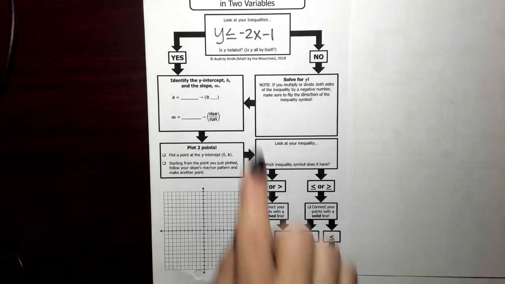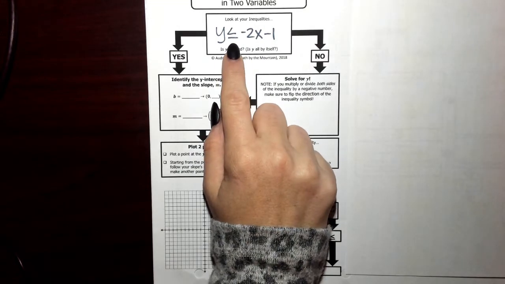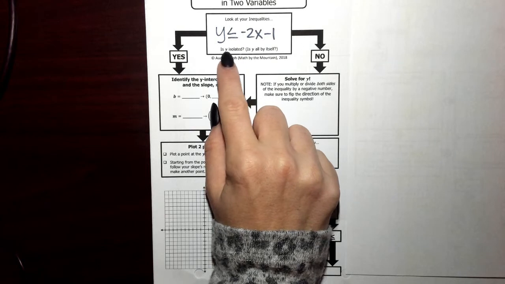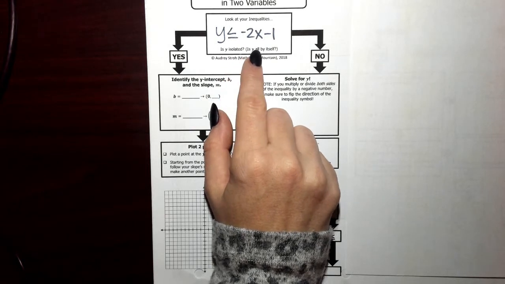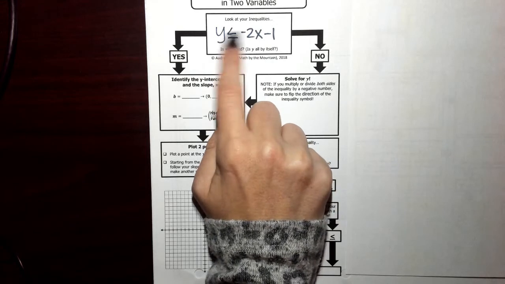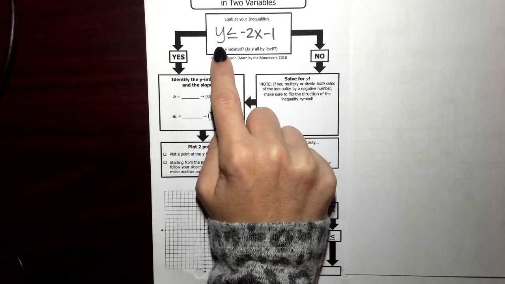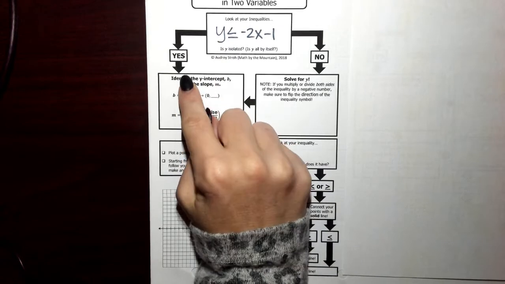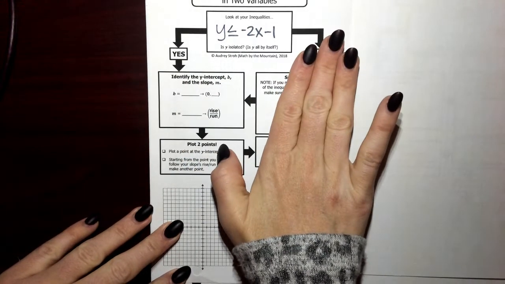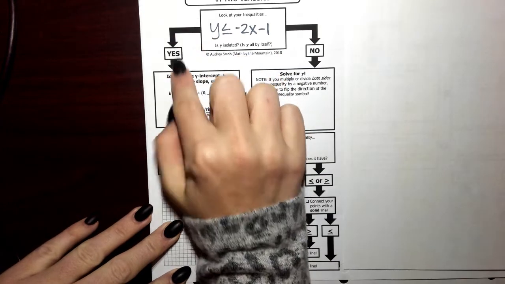Okay, so we got our inequality. It's y is less than or equal to negative 2x minus 1. And our first question is, is y isolated? In other words, is y all by itself? Is y on one side of the inequality by itself? Yes, it is. So we're going to go this way, and we're going to ignore this piece right here. Okay, so we're going this way.